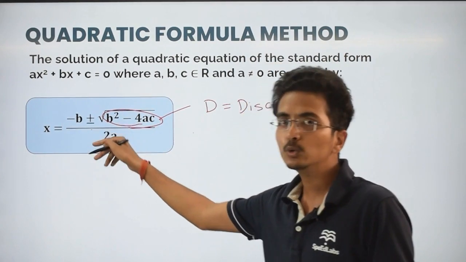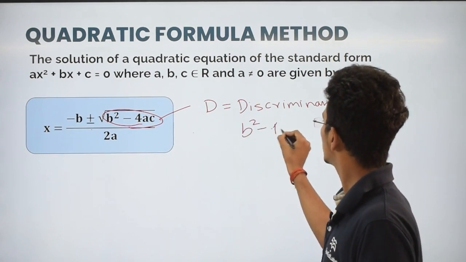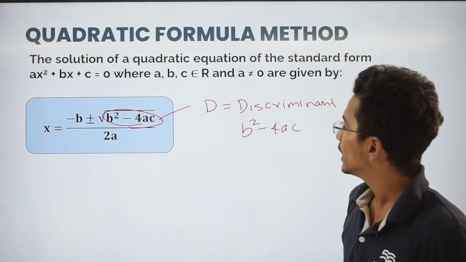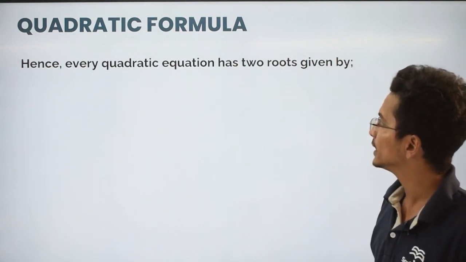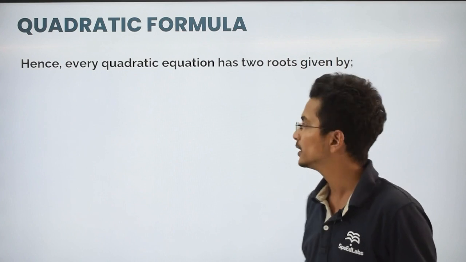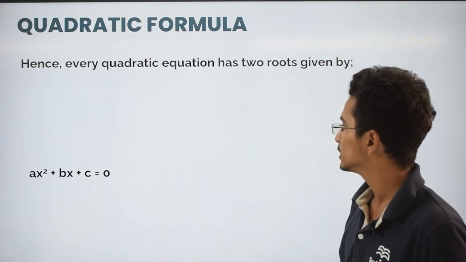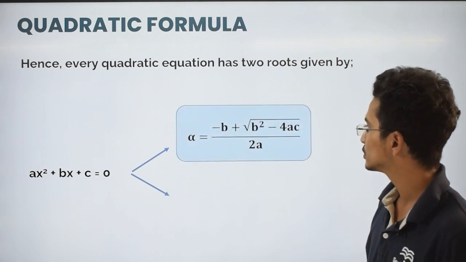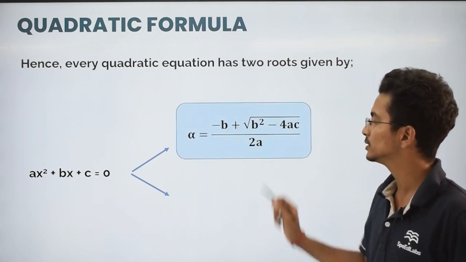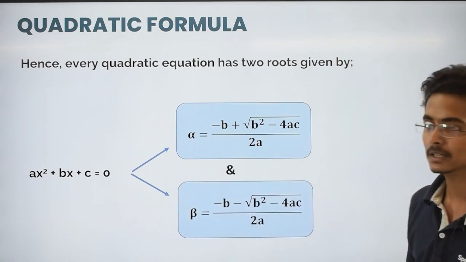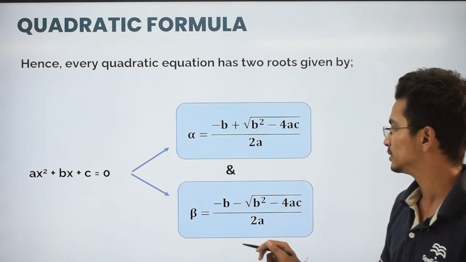This, not under root of b square minus 4ac, d is b square minus 4ac, right? And here it is written, hence every quadratic equation of the form ax square plus bx plus c, the roots will be given by this. The roots of this equation will be, these two are the roots. First one is minus b plus under root b square minus 4ac upon 2a. The second root will be this, minus b minus under root b square minus 4ac upon 2a.